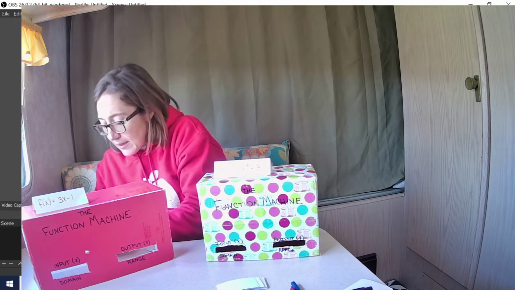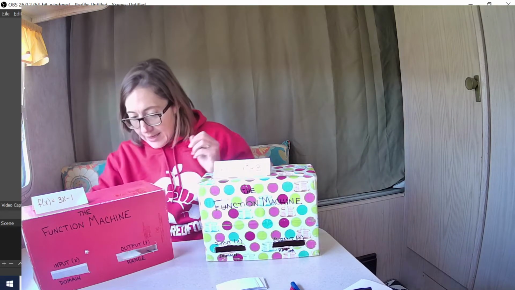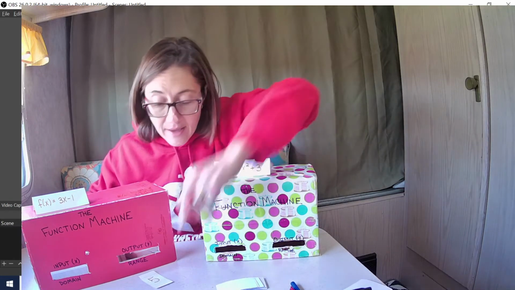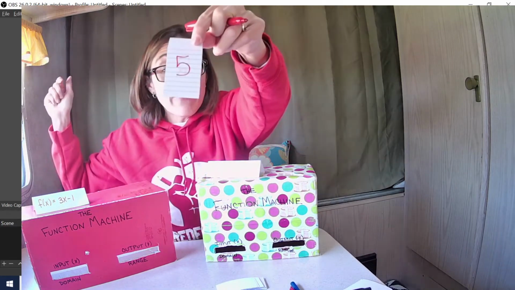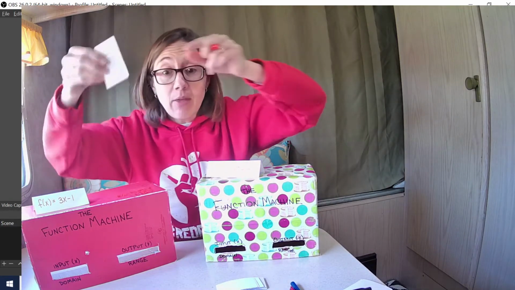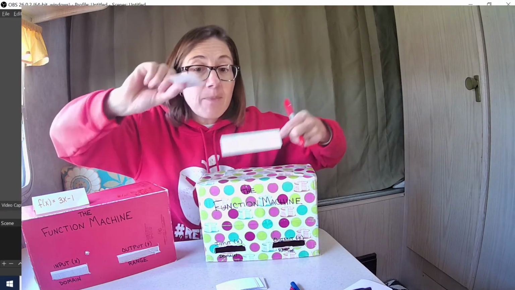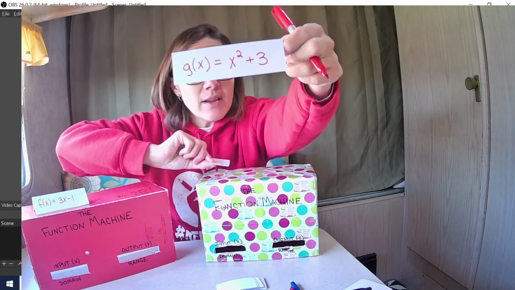So the output that comes out here is, ta-da, look at that, it's a 5. Woohoo! So now that is going to become the input for our g of x function.